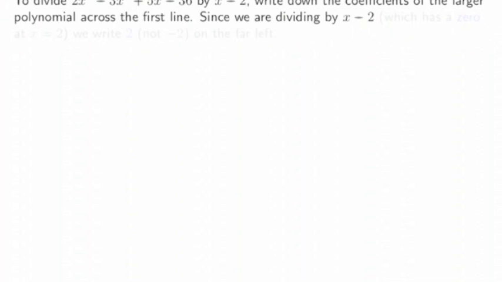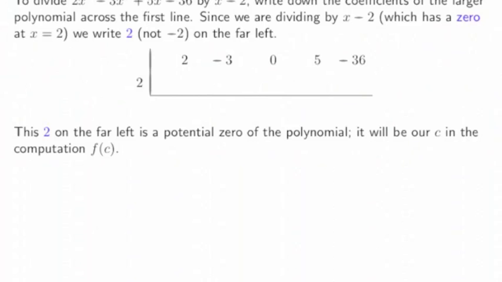To divide this fourth degree polynomial by x minus 2, we first write down the coefficients of the larger polynomial across the first line. And then, since we're dividing by x minus 2, which has a 0 when x equals 2, we will put a 2, not minus 2, but a 2 on the far left. So the table begins like this.